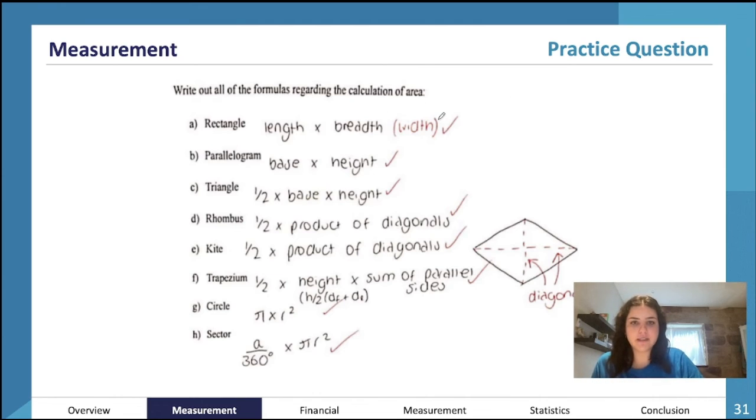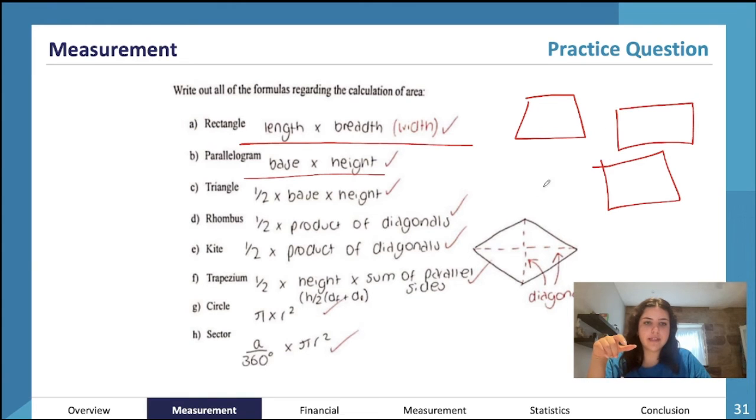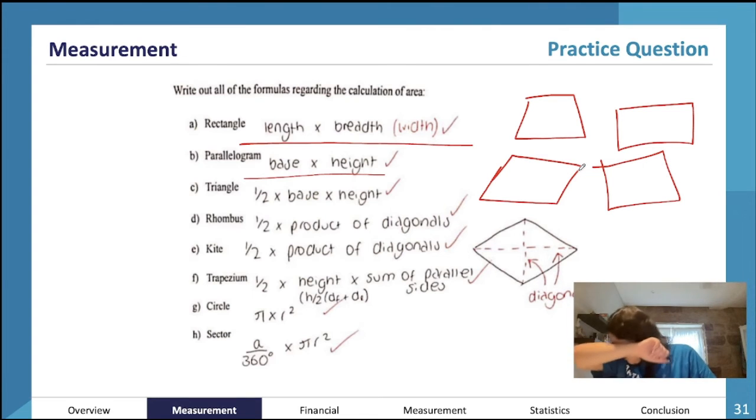I'm just going to show you guys these ones. So rectangle, length times breadth, or width is also correct. Parallelogram. Now this is any shape that just has, now that would be a trapezoid, ignore that, 4 sides. So it can look like this, could look like this, could look like this. Any shape that has 4 sides that isn't one of our other, rhombus, kite, trapezium. Base times height, just generally speaking, base times height. Triangle, half times base times height.